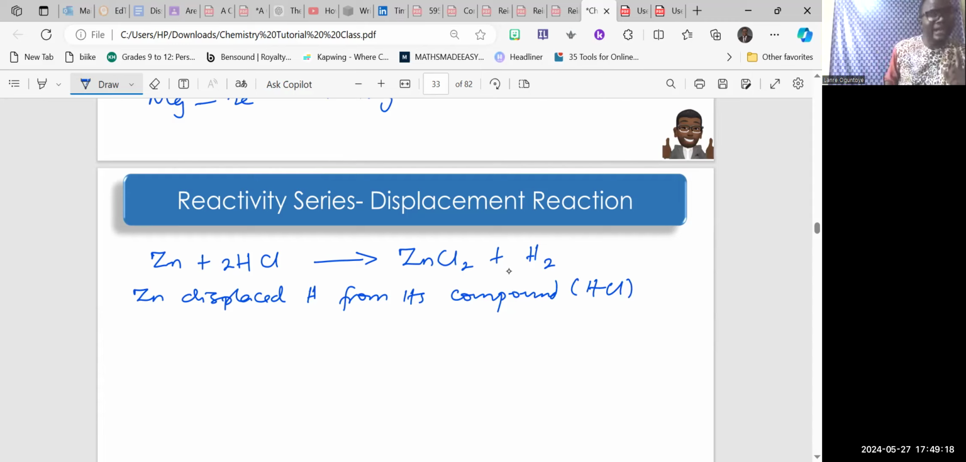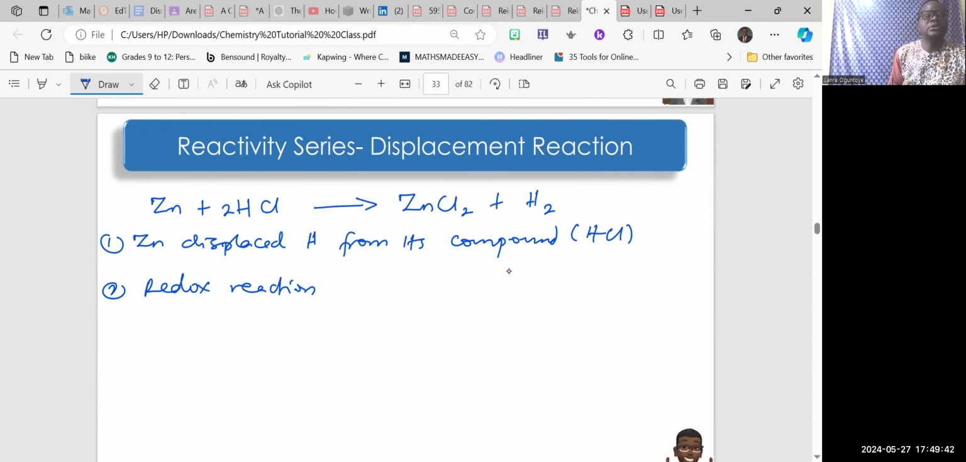Now, what else can we say about this reaction? This reaction is not just a displacement reaction, because they can write a reaction and ask you, what kind of reaction is this? Explain, right? This is a displacement reaction, but it's also a redox reaction. So I want somebody to tell us, in this reaction, what is the oxidizing agent and what is the reducing agent? Anyone?